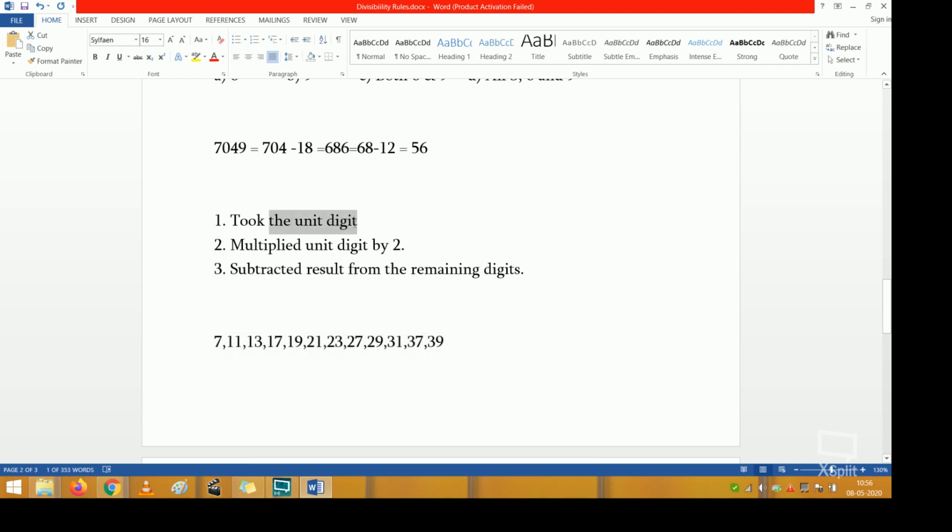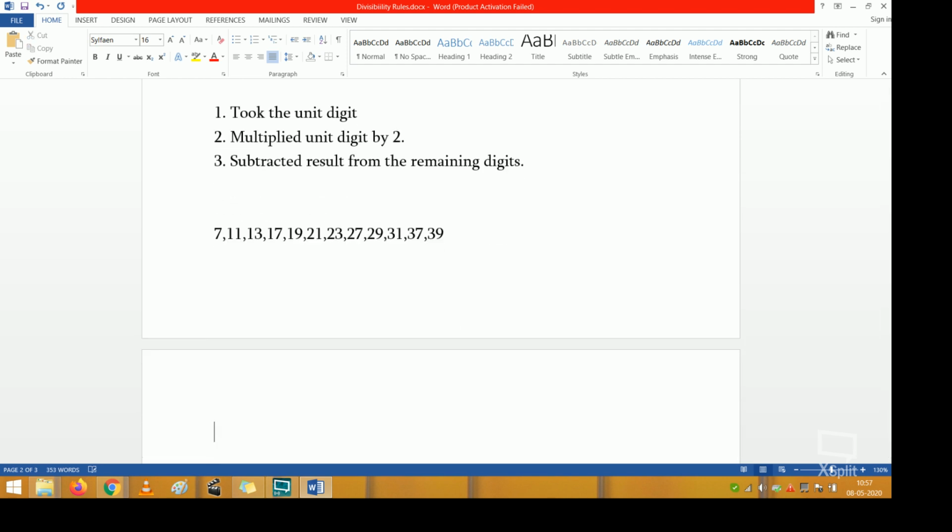Here you took the unit digit, but it won't be the case all the time. Here you multiplied by 2, it won't be the case for all these numbers. Here you subtracted, it won't be the case for all these numbers. So we'll look at an example. Now why did we do these three things for the digit 7? We were asked to find if 7049 is divisible by 7, right? So why did we do all these three things? I'll tell you the reason. I already explained this in the video, but again I'll tell you the reason.